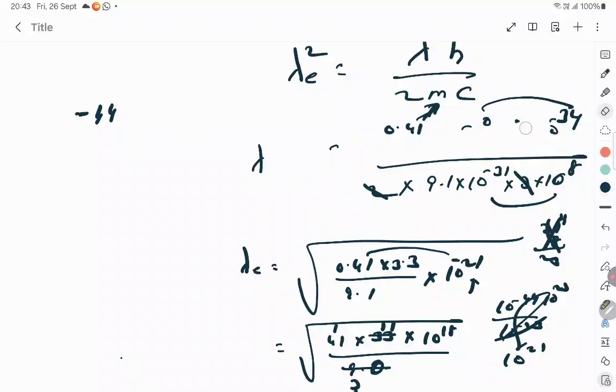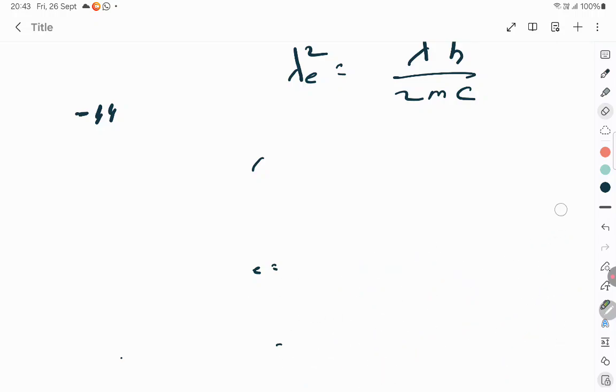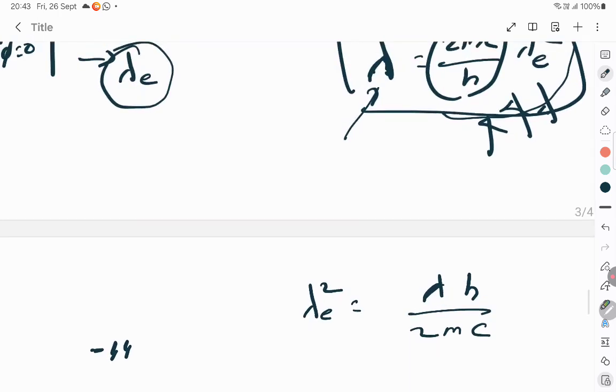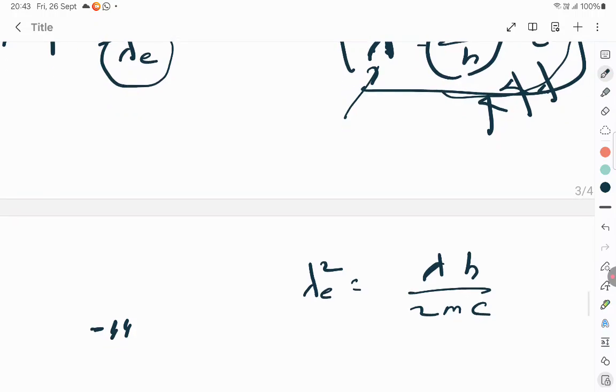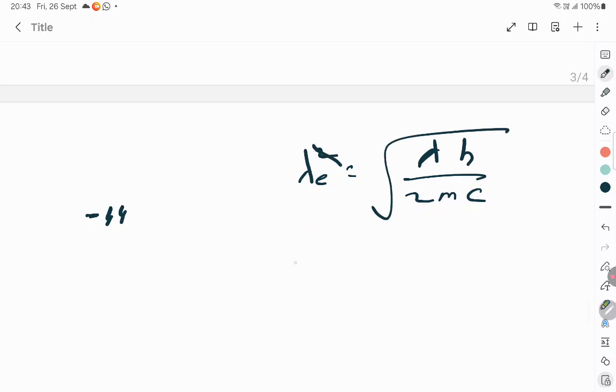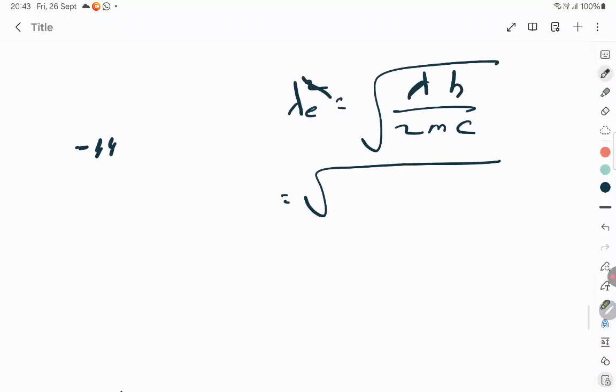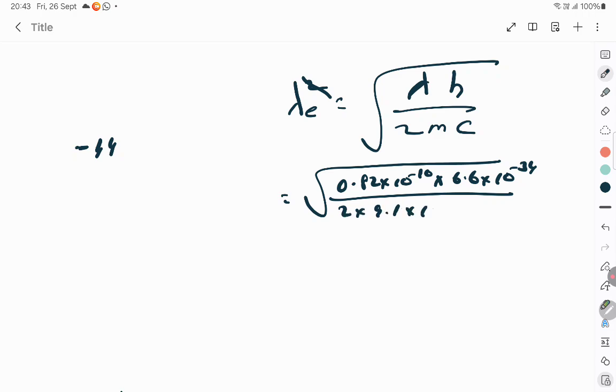Calculation mistake, I'm sorry. Otherwise I think I'll get my answer right, but provided you know this formula, it becomes very easy. And this formula can be applied only when the work function is negligible. So then you're trying to find lambda square is lambda into h by 2 mc. So this lambda e is root of this, and lambda is given to be the incident radiation 0.82 into 10 to the power minus 10 into h 6.6 into 10 to the power minus 34 by 2 into 9.1 into 10 to the power minus 31 into 3 into 10 to the power 8.